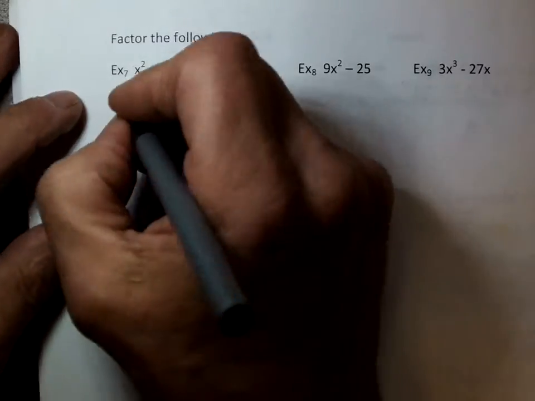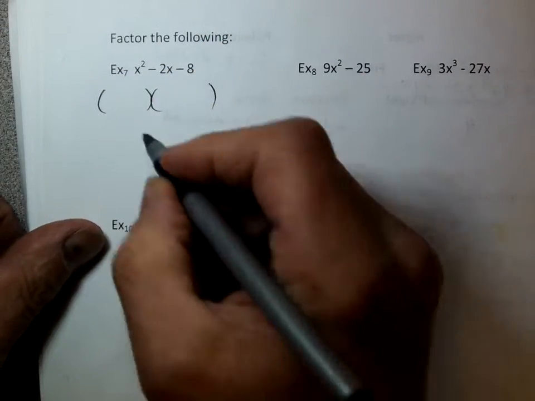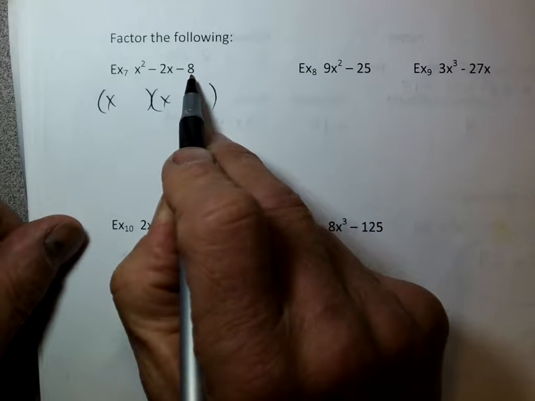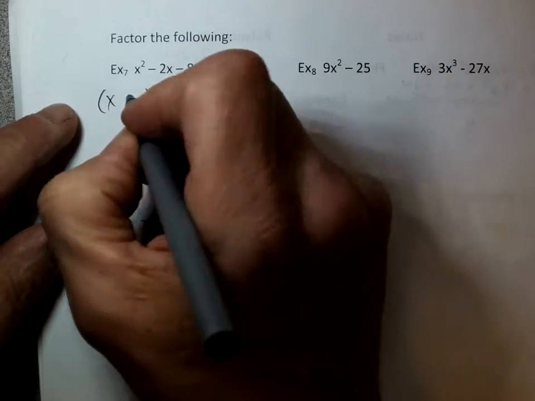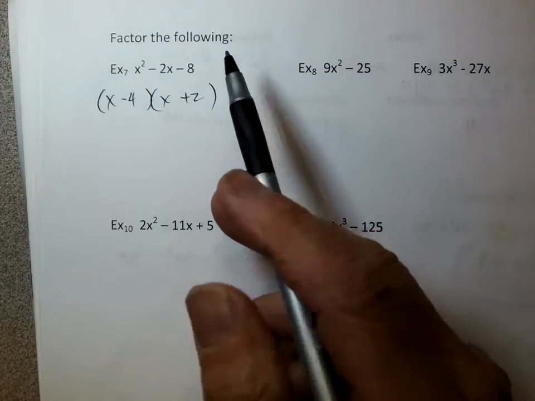Okay, factor. Here we go. This is easy. We know how to factor this, right? Parentheses, parentheses, x, x. The multiples of negative 8 are going to be a negative 4 and a positive 2, because a negative 4 and a positive 2 will make that one right there.